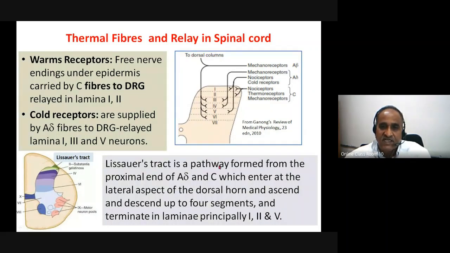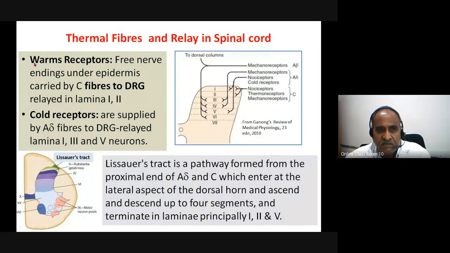So Lissauer's tract is a pathway formed from the proximal end of the A delta and the C fibers, which enter the lateral aspect of the dorsal horn. This is the lateral aspect of the dorsal horn, and they ascend and descend up to 4 segments. That means 2 up, 2 down, and terminate in the laminae, principally 1, 2, and 5.